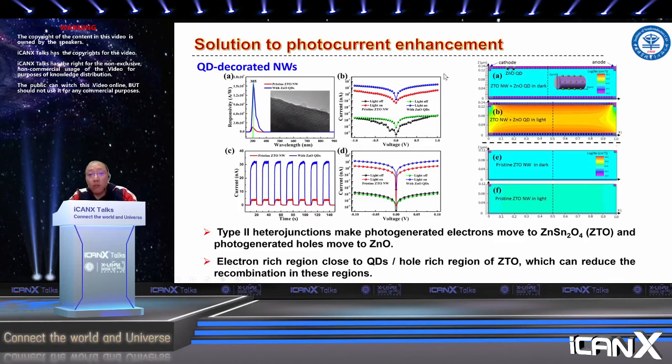We did some experimental results and also some simulation results. From this, you can see that between zinc oxide and zinc tin oxide, type 2 heterojunctions are formed. These heterojunctions make the photogenerated electrons move to the zinc tin oxide nanowires, and the photogenerated holes move to zinc oxide. So they separate the electrons and holes, and this results in enhanced photocurrent. Another advantage is that with these heterojunctions, an electron-rich region is formed close to the quantum dot, and a hole-rich region close to the zinc tin oxide. This behavior also reduces the recombination of holes and electrons, and also increases the photocurrent.